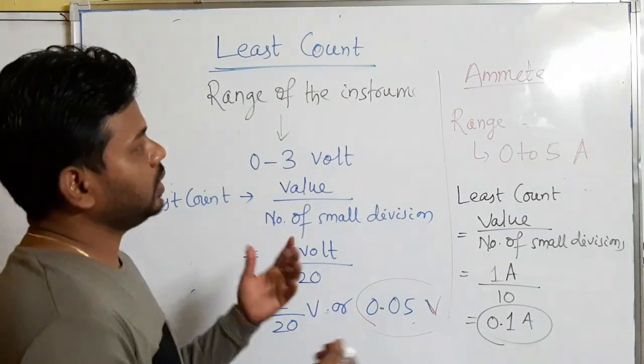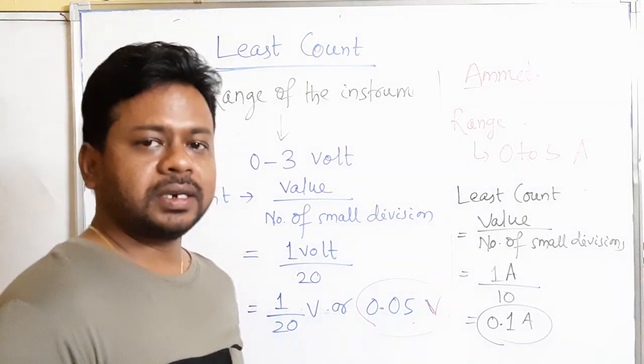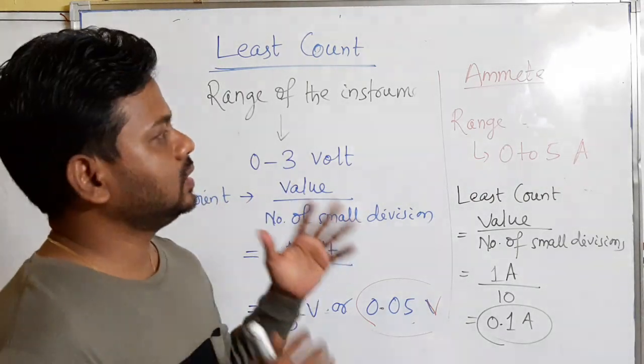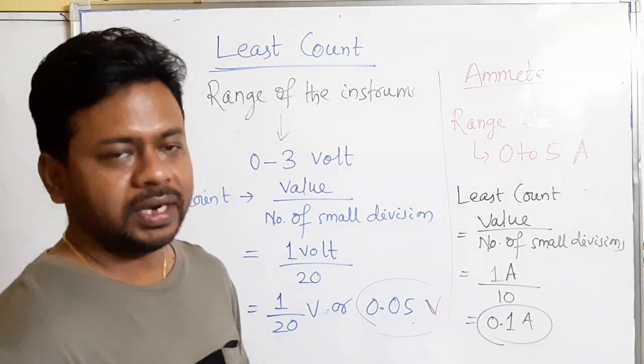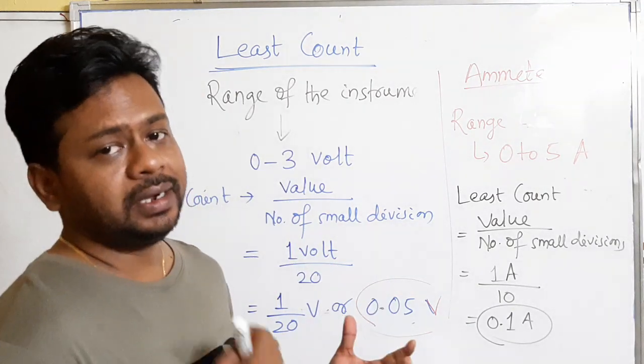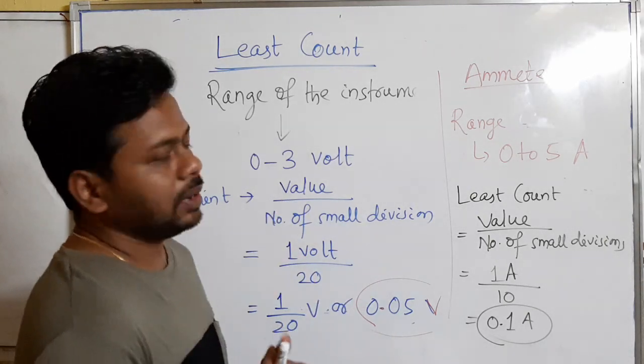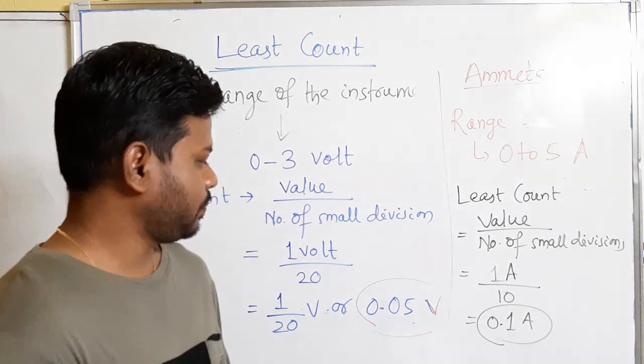Okay students, in this video we have discussed the electric circuit diagram, the symbols of different electrical components, and then finding the range and least count of electrical instruments like the ammeter and voltmeter.